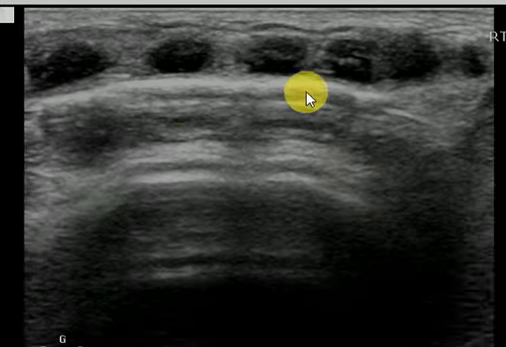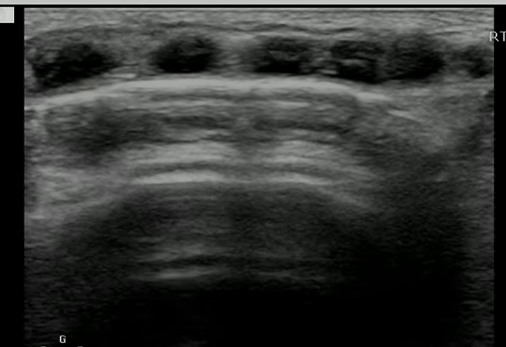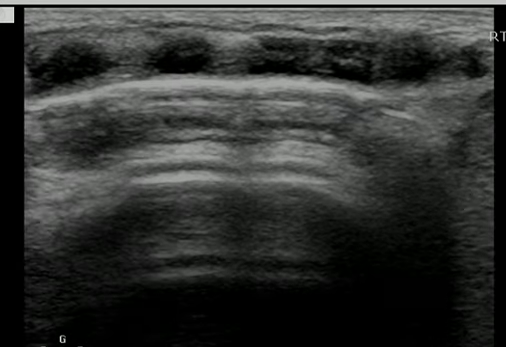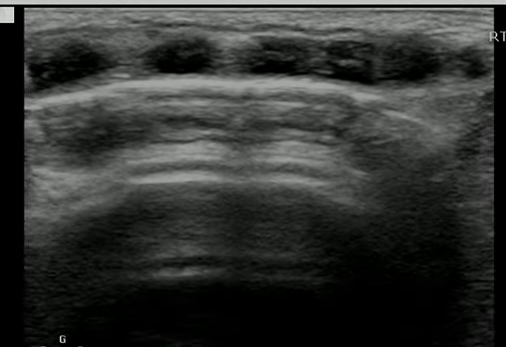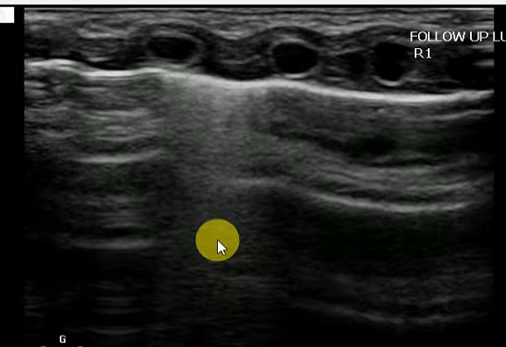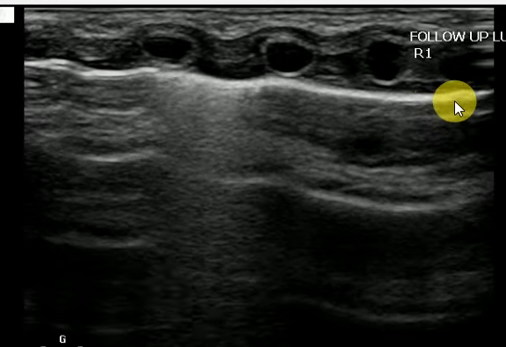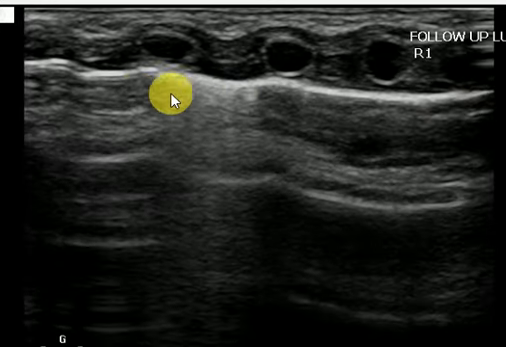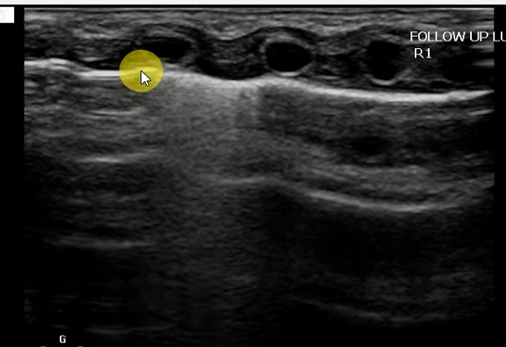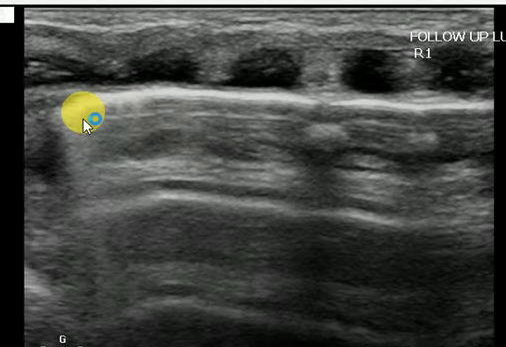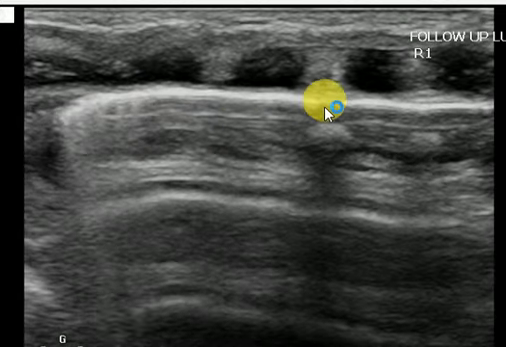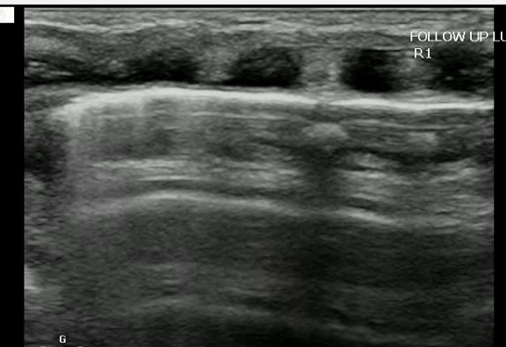There is no lung sliding here. See, is there lung sliding here? No lung sliding. This is the lung point here. Also here, this is lung sliding. No lung sliding. This is the lung point here.